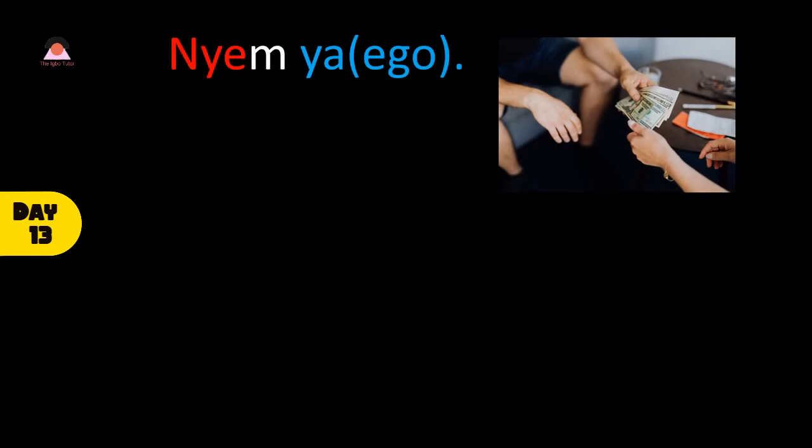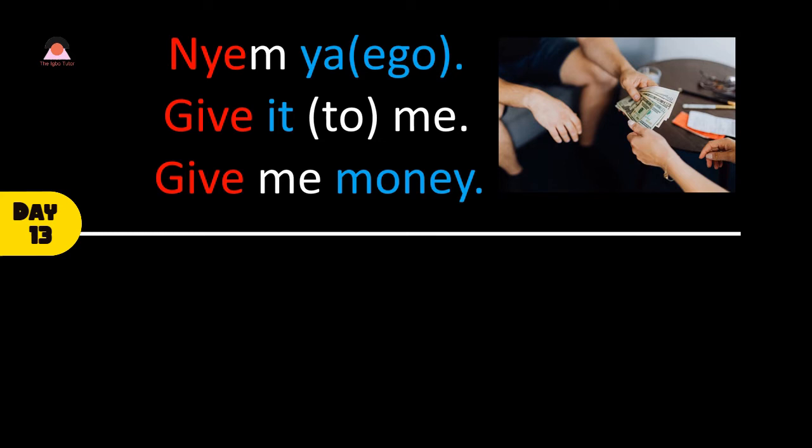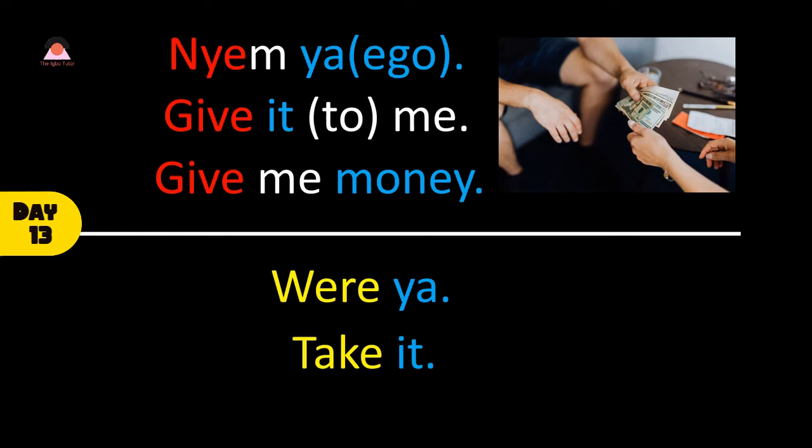Please, nyem ya, which means, give it to me. Nyem ya is used when the person we are talking to already knows what we are referring to. Otherwise, we mention the actual object. In this case, we have ego in brackets. So we can have nyem ego, which means give me money. So when we say nyem ya, what response are we expecting? You say were ya, which means take it. Were ya, take it. Nyem ya, give it to me.